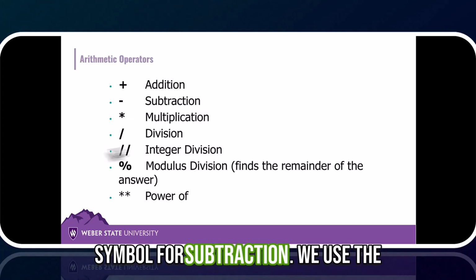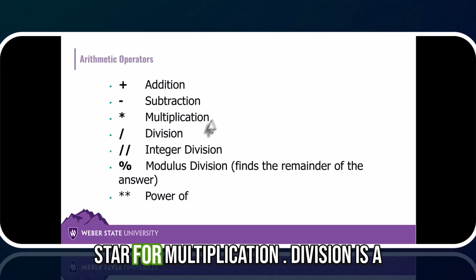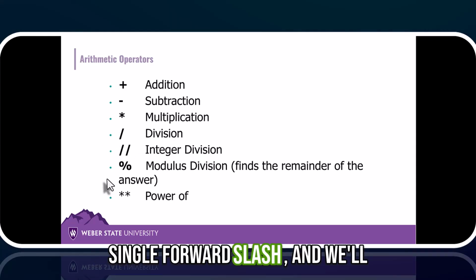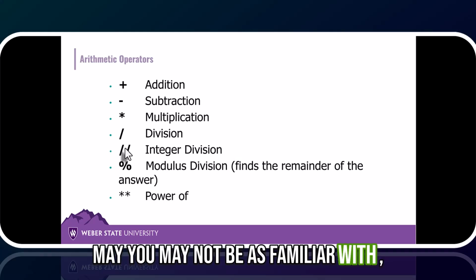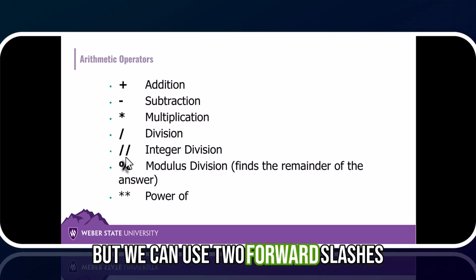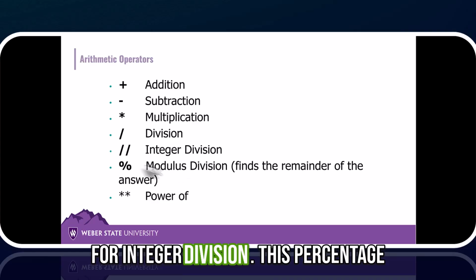We use the minus symbol for subtraction. We use this star for multiplication. Division is a single forward slash, and we'll talk about the difference. These you may not be as familiar with, but we can use two forward slashes for integer division.